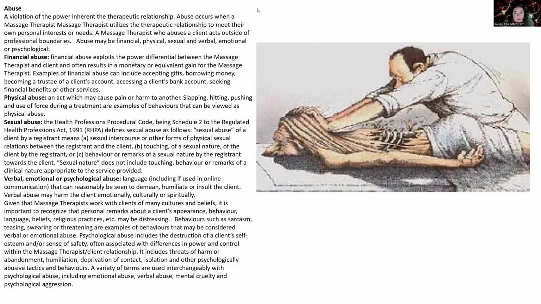Verbal, emotional, and psychological abuse. They talk about working with lots of cultures and beliefs. It's important to recognize that personal remarks about their appearance, their behavior, their language, their religious practices, anything that can be construed as insulting. Behaviors even such as sarcasm, teasing, swearing, threatening them, even if you're jokingly threatening them, like, ooh, you better do your exercises or I'm going to use the elbow next time. That's threatening. It really is. It seems funny, but it's not.